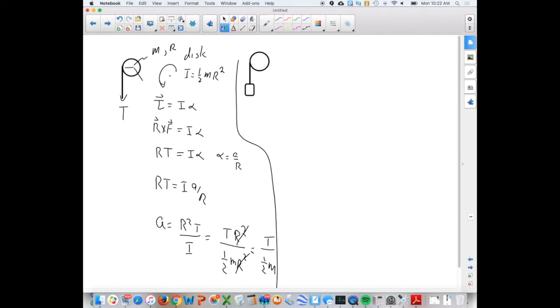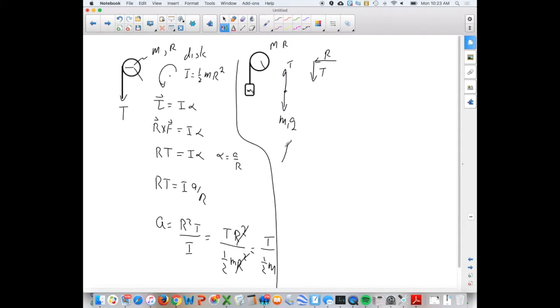So what's going to happen if I now have a mass on the end of this pulley? We're going to call that M1. We'll call the pulley M and R. And now I have two free body diagrams. I have the free body diagram associated with the hanging mass, M1G down, and tension. And then I have the tension and the radius vector, which is going to give me torque.